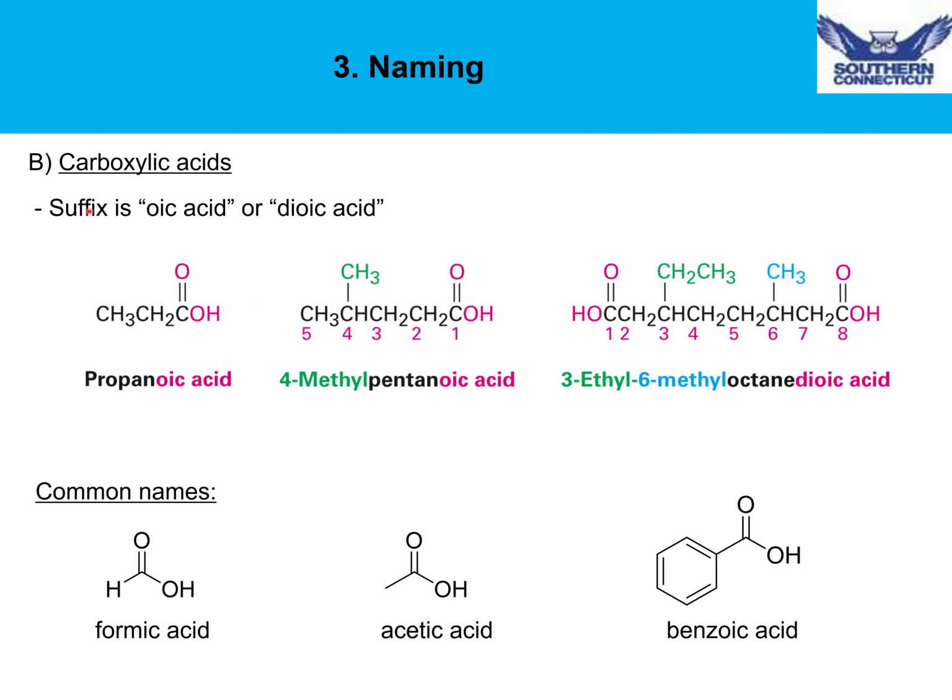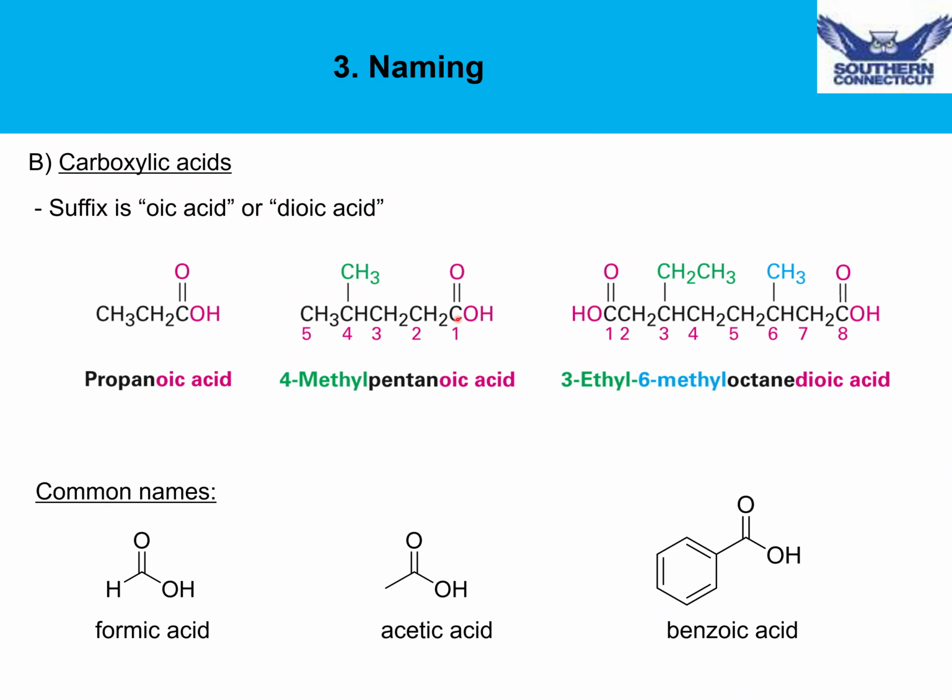In naming carboxylic acids, we always follow the same rules that we have done so far with naming other functional groups, in that we want to make sure that the parent chain has the principal functional group, in this case the carboxylic acid. In naming the compound, we want to use the suffix oic acid, or dioic acid if we have two carboxylic acids. Here's a very simple example having 3 carbons and a carboxylic acid. So this would be named as propanoic acid.